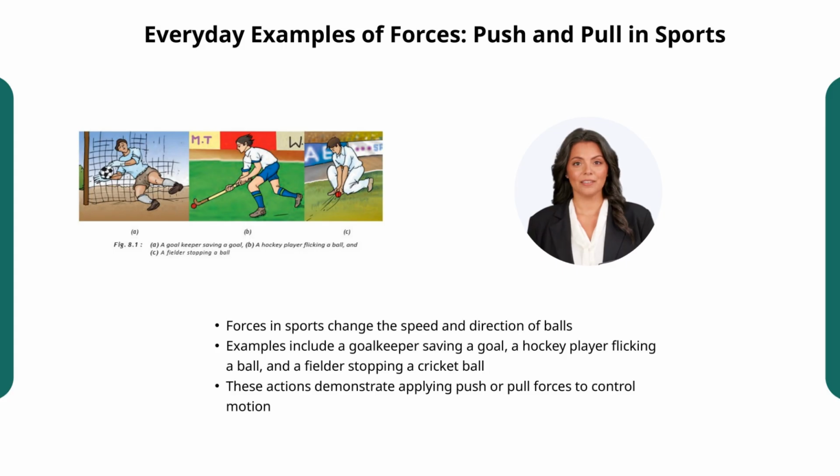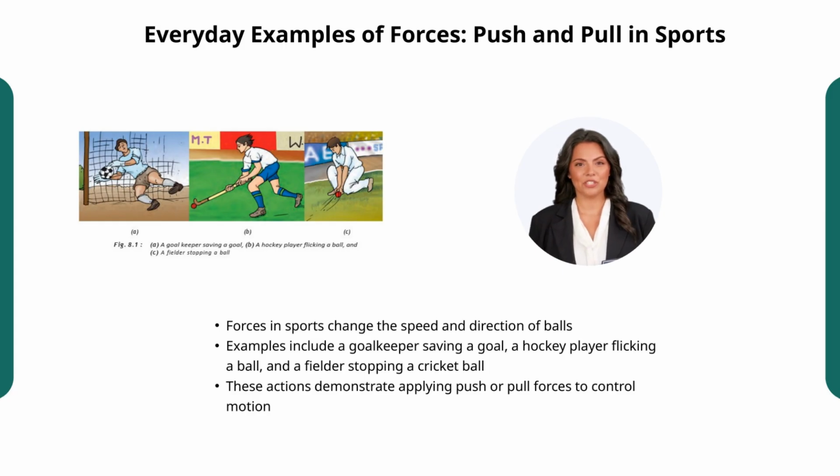Let's look at Figure 8.1 displayed on your screen to understand how forces work in sports. Notice in the first illustration, the goalkeeper stretches out to stop a soccer ball heading towards the goal. This is an amazing example of using force to stop a moving object, which is done by pushing the ball away or catching it. In the second picture, a hockey player is flicking the ball using a stick. Here, the player applies a quick upward force, which can change the ball's direction and speed. Isn't it fascinating how a simple flick alters the ball's path?